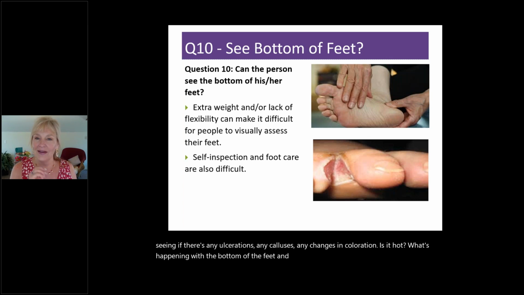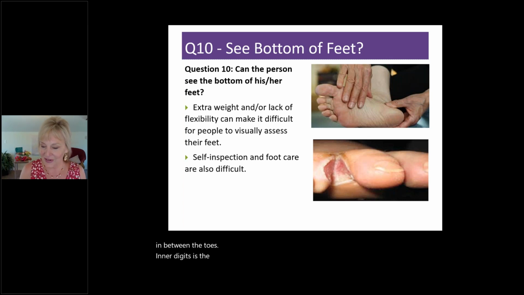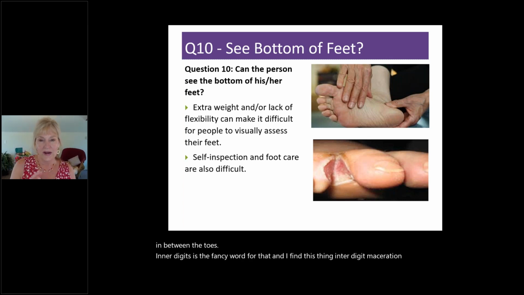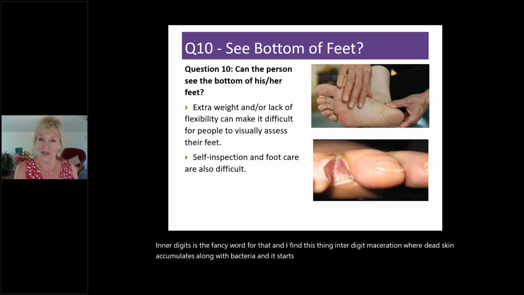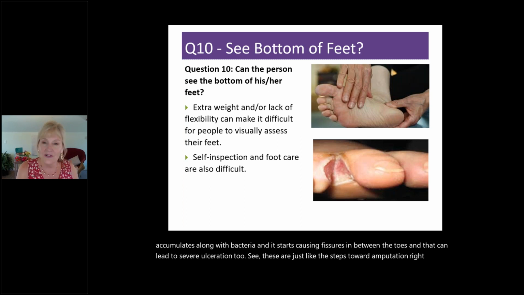And then, man, in between the toes, I look at everybody's in between the toes. Interdigits is the fancy word for that. And I find this thing, interdigit maceration, where dead skin accumulates along with bacteria and it starts causing fissures in between the toes. And that can lead to severe ulceration too. See, these are just like the steps toward amputation, right? We want to intervene right away.